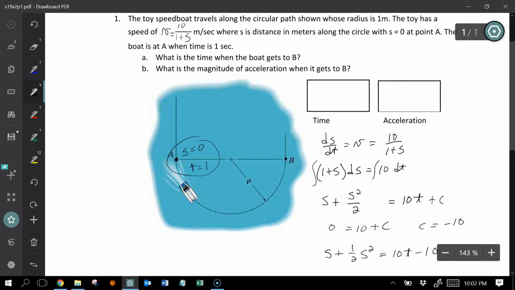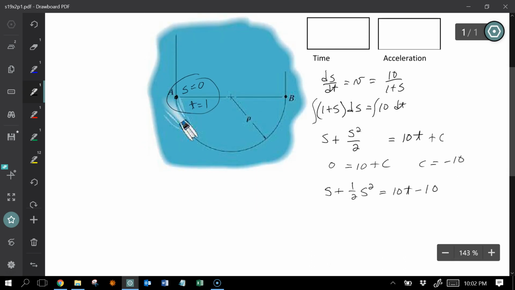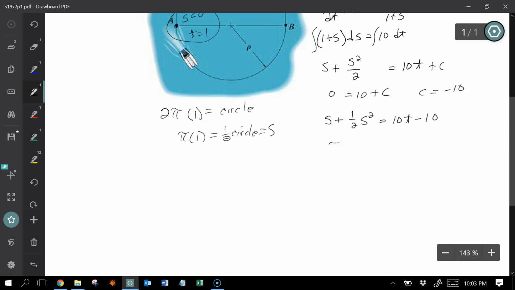All right, now, you want to know the time when it gets to B. Well, what's the s when it gets to B? Well, what's the circumference of that half a circle? Here's what I know. I know 2 pi times the radius is equal to the circumference of a circle. So half of that is half a circle, and that's equal to the s. So s is equal to pi. So this would be pi plus 1/2 pi squared equals 10 times t minus 10. Can you solve for t? Yep. And I believe t comes out to be 1.8. Okay, so that's the time.